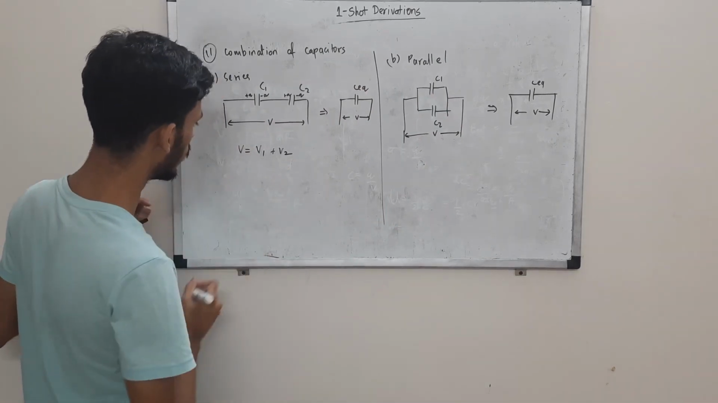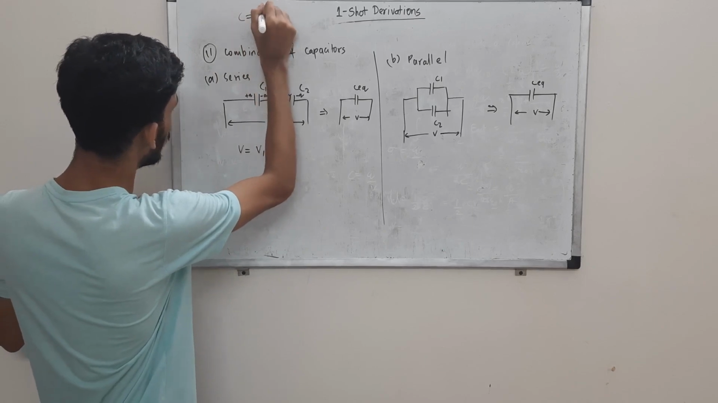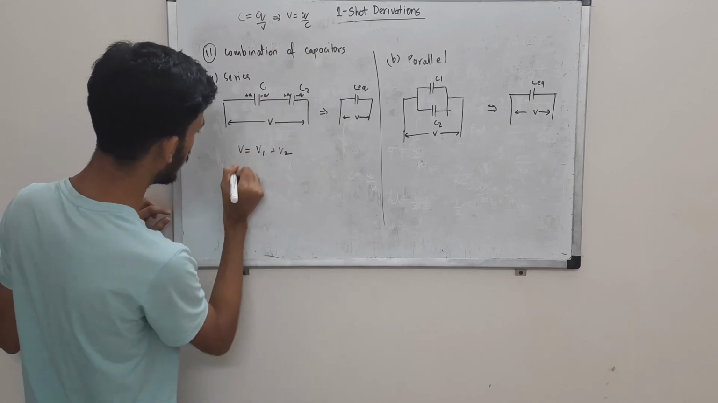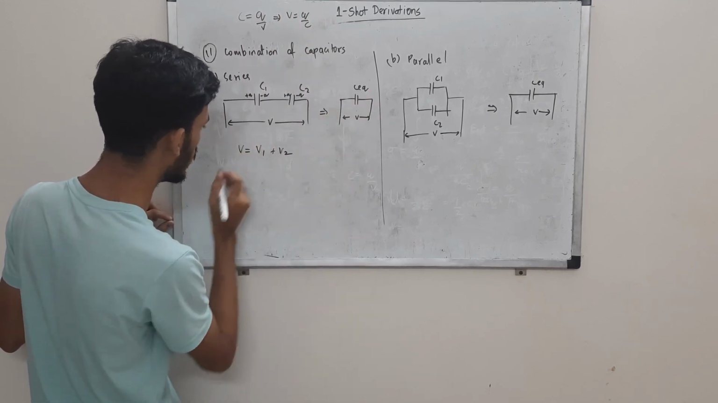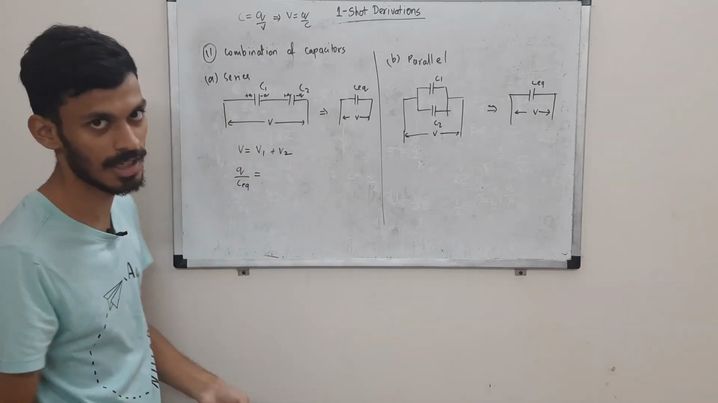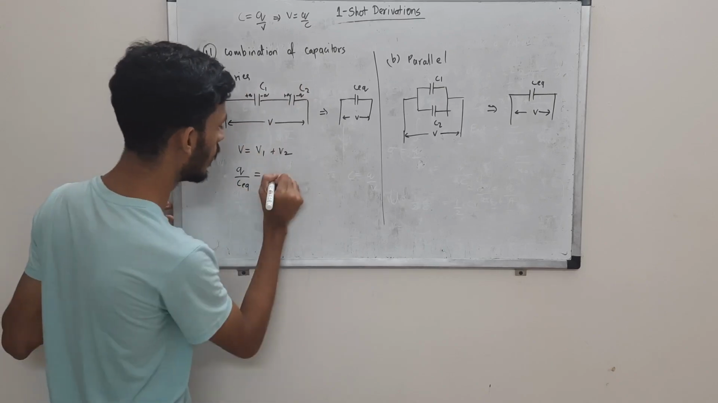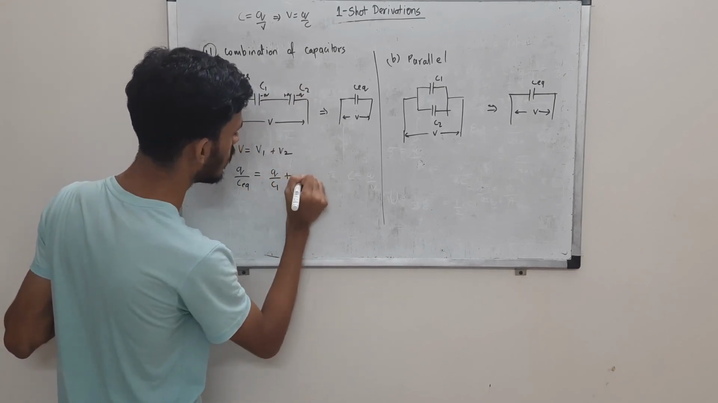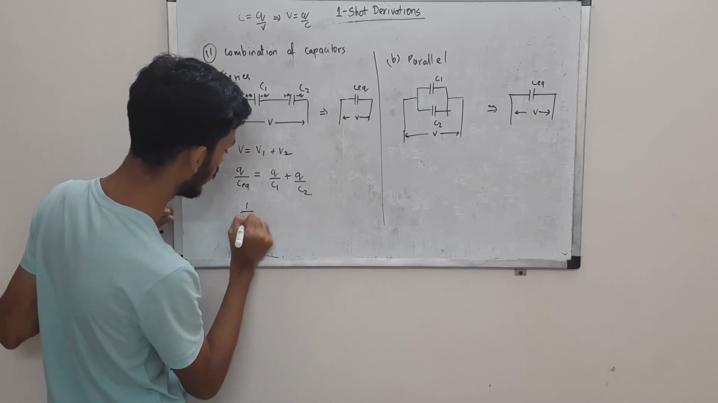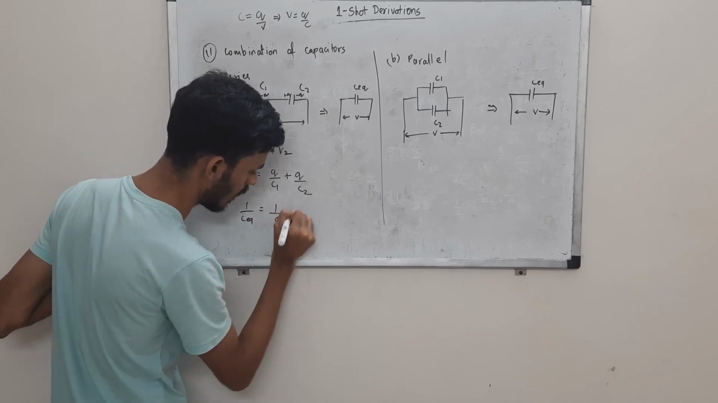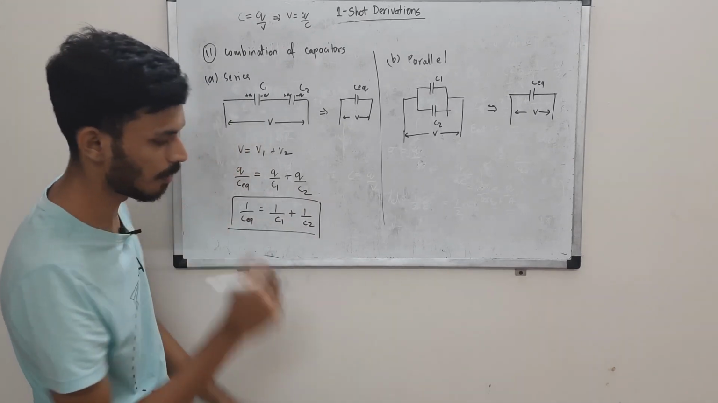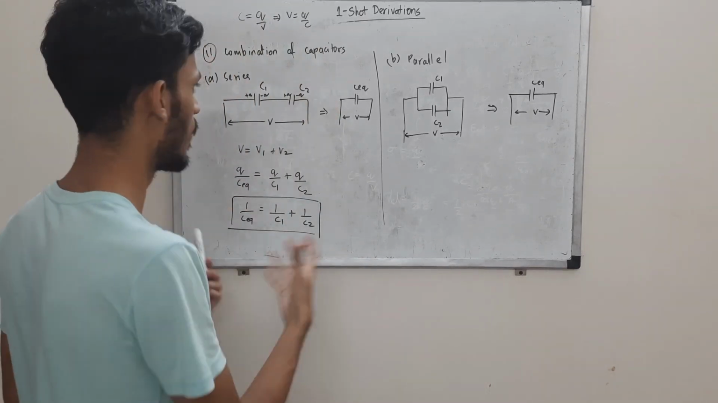Here we know that C is equal to Q by V, so V is equal to Q by C. This is the net voltage, so we can write Q by C equivalent. Now we know that in series the charges are the same, Q is the same everywhere, so for V1 we have Q by C1, and for V2 we have Q by C2. Q will cancel throughout and we'll get the equivalent capacitance as this: the reciprocal of the equivalent capacitance is the sum of the reciprocals of the two capacitors in series.